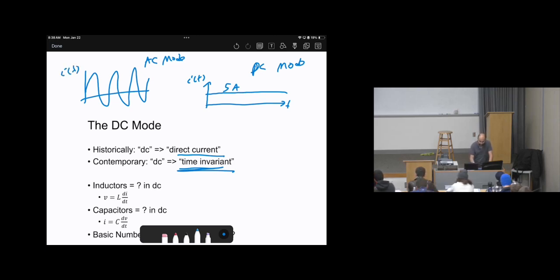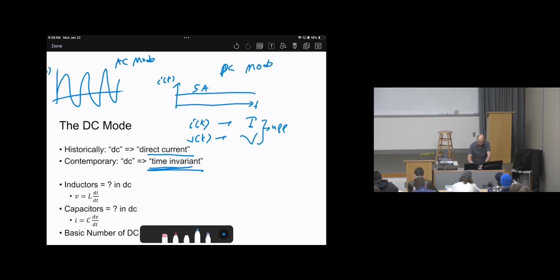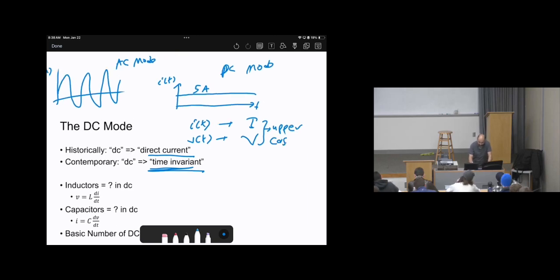While DC, as a shortcut, instead of saying I of t, it will be I, and it will be uppercase. And instead of mentioning V of t, it will be V uppercase. So all of them are uppercase. Whenever we solve in DC, everything will be uppercase.